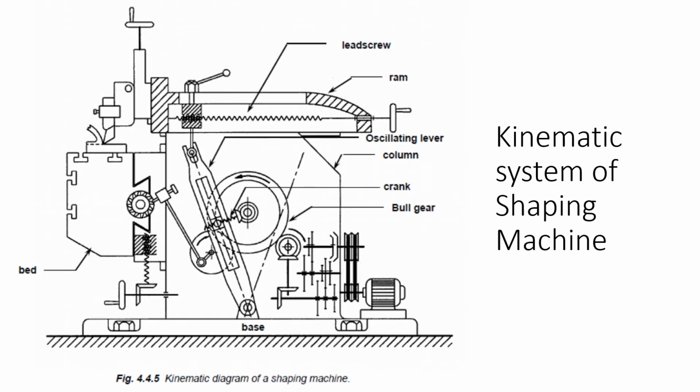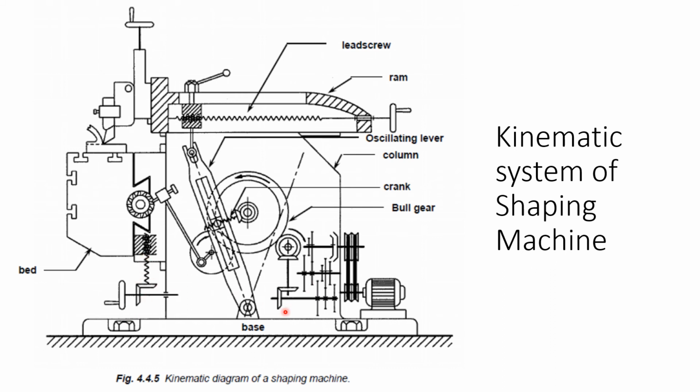Now, coming on to the kinematic system of a shaping machine. Here we can easily identify the lead screw and the ram, the total portion with which the cutting tool is connected. It gets a reciprocating motion, and then with the interaction of this tool and the workpiece, material removal occurs. Then there is the oscillating lever, the bull gear, the crank, the main motor, base, the change gear, pulley, etc. Bed.